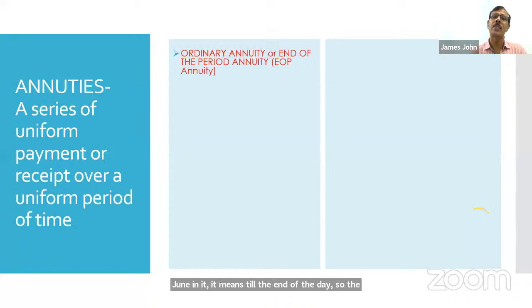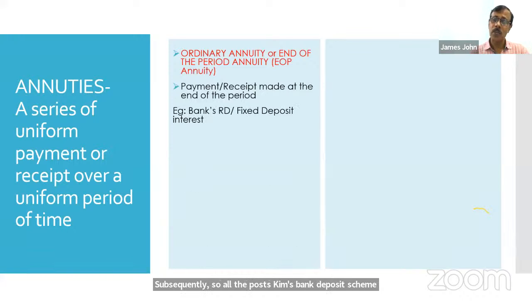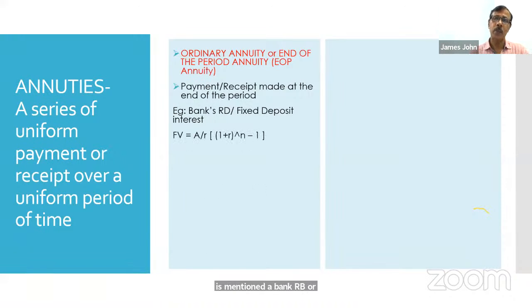So that's what we call the end of the period annuity. End of the period annuity means the payment or the receipt can be made at the end. And the second one is beginning of the period annuity, that I will explain subsequently. So all deposit schemes, bank deposit schemes fall under the end of the period annuity. So if nothing is mentioned, a bank RD or bank's FD, here this is end of the period annuity.